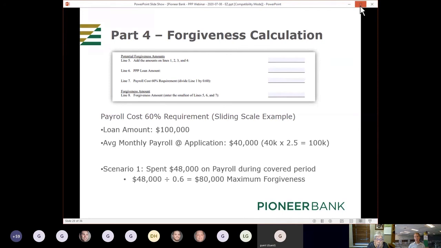Now, key thing there, make sure to divide. Don't multiply it by 0.6 or you're going to be really mad. It is divide by 0.6. So your end figure should result in something higher than what your payroll cost was.